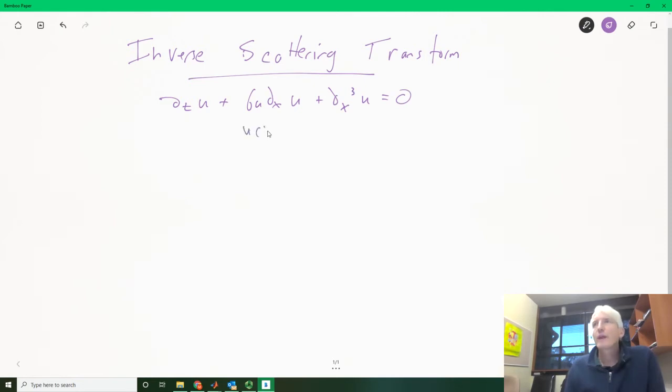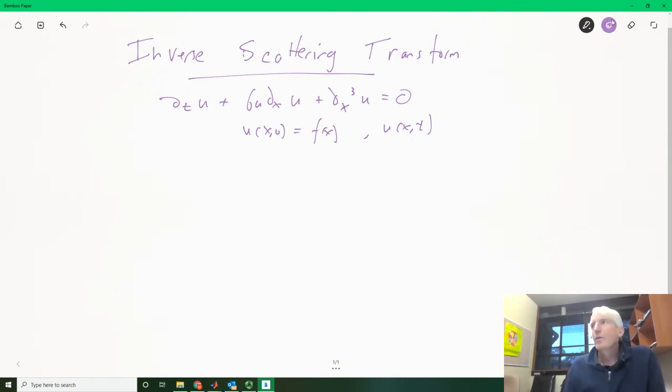Okay, so we have u of x comma 0 is equal to f of x. And the inverse scattering transformation is going to give us u of x comma t by a long and complicated process. But that's essentially what we're doing when we solve it numerically, isn't it? We time step and we get this u.